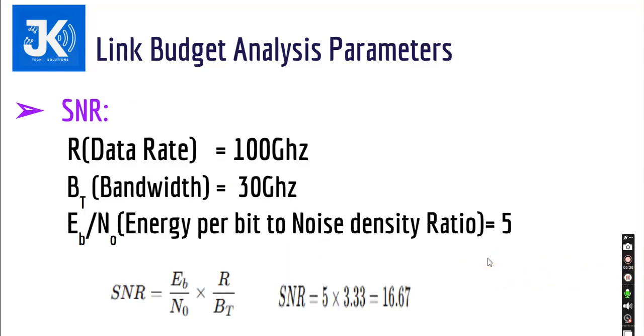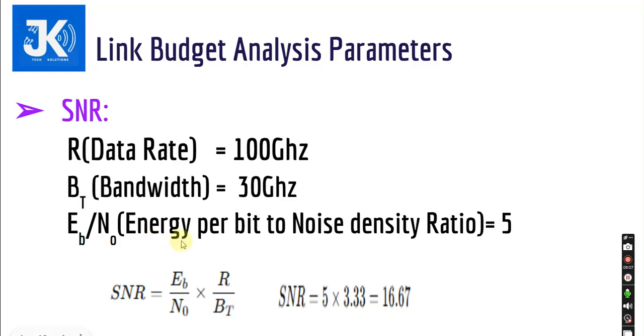Now we are going to see about signal to noise ratio, which is very important. Signal to noise ratio is nothing but the ratio of the signal power to the noise power. For calculating the signal to noise ratio, initially we need to know the data rate. As we already mentioned in our previous slide, the data rate is about 100 gigahertz. Then the bandwidth is about 30 gigahertz. From this, we need to find the SNR.